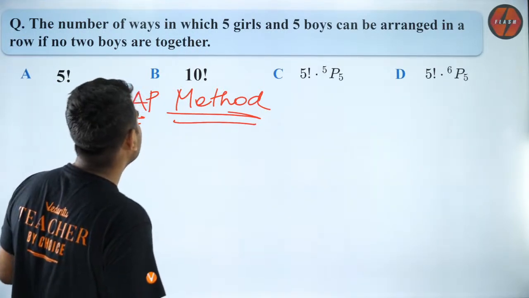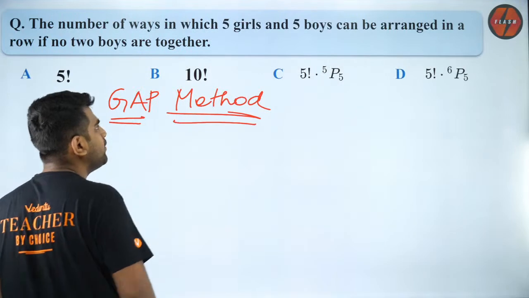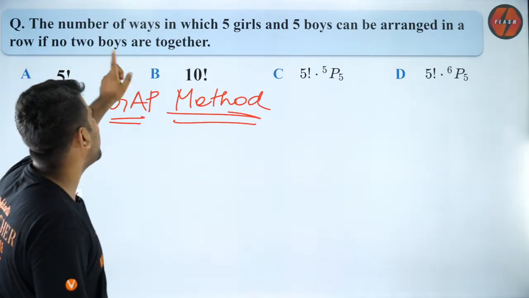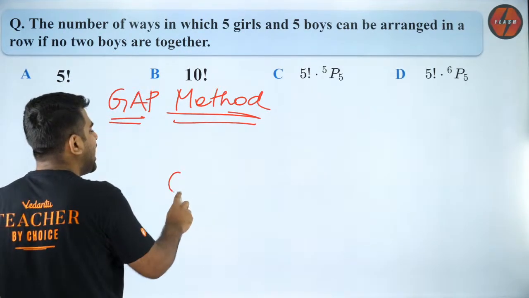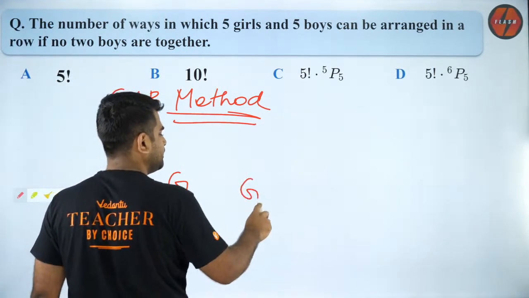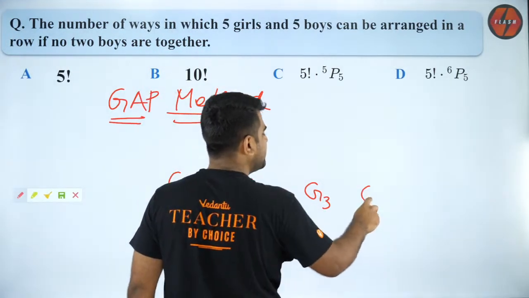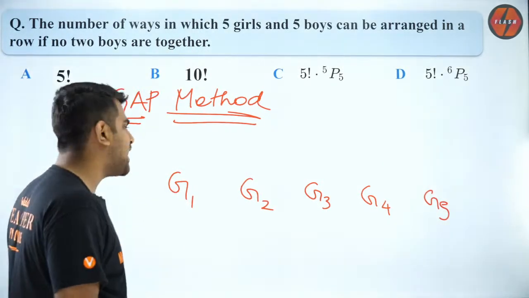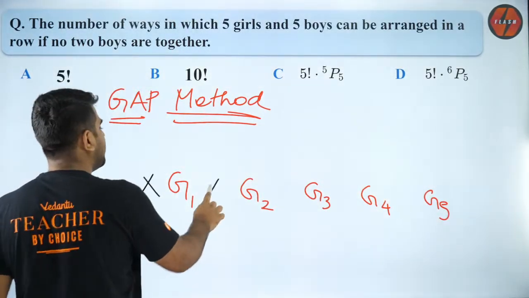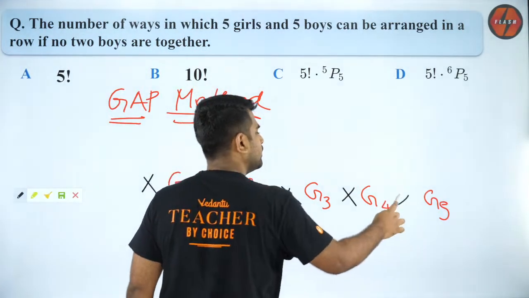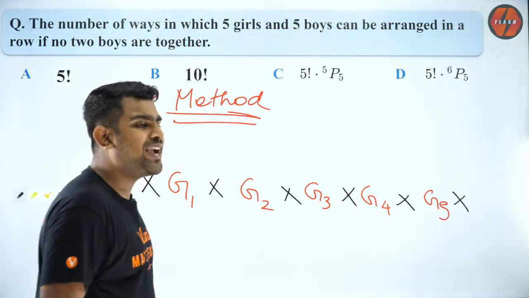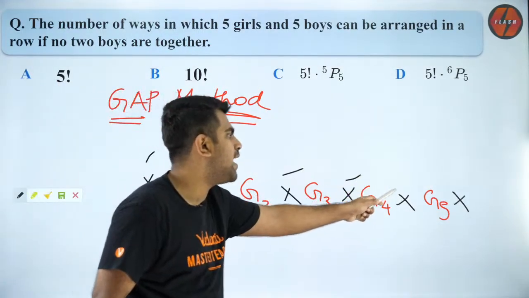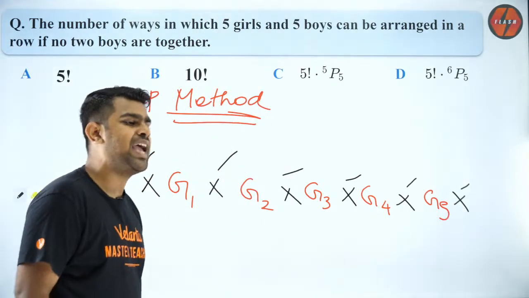Listen carefully now. So what do we have? We have 5 boys and 5 girls. And you have to arrange in such a way that no 2 boys are together. So first what I'll do is, I will arrange the 5 girls. So when I arrange the 5 girls, do you understand that there will be 6 gaps in between them? Are you guys able to understand that? There are totally 6 gaps. 1, 2, 3, 4, 5, 6. So there are 6 gaps.